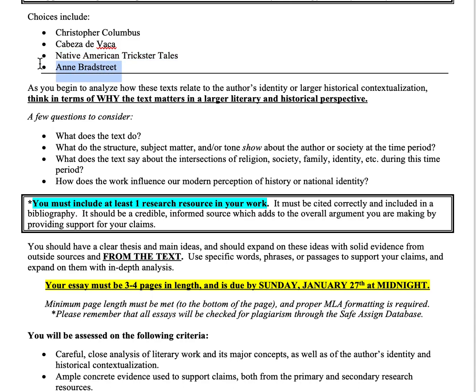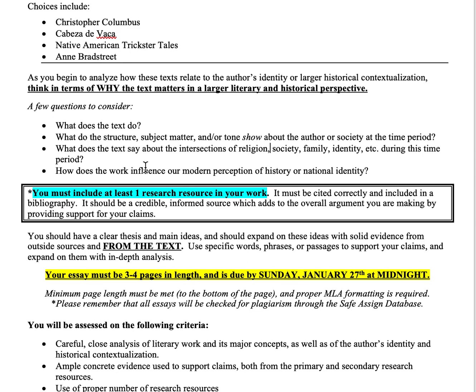And with Bradstreet, why does it matter that we're getting this view into early social and family life in this Puritan society? Think about what the structure, the subject matter, and maybe the tone show about the author or the society during this time period. What does the text say about the intersection between religion, society, and family identity during this time period? And then how does the work influence our modern perception of history or national identity?